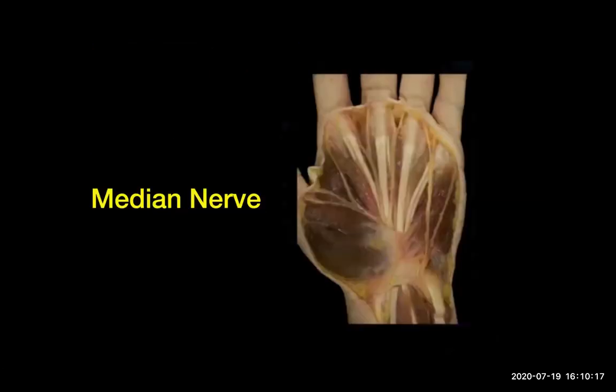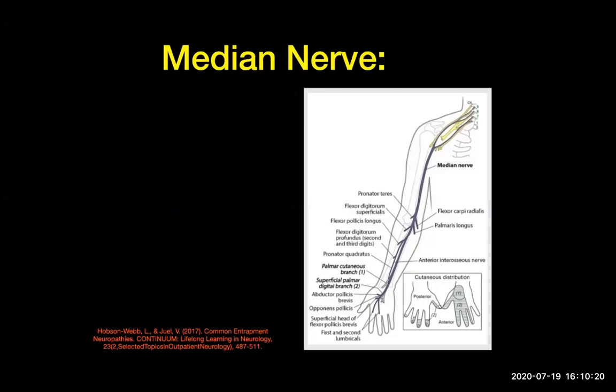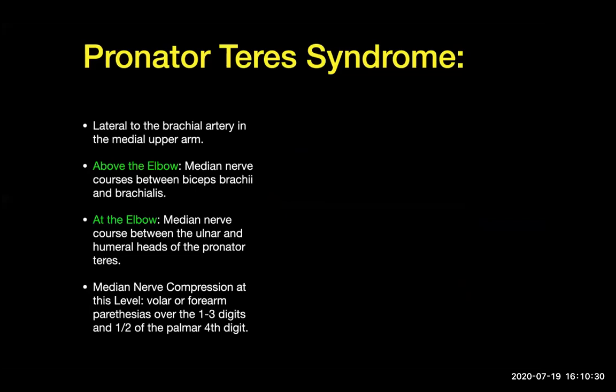Then let's go to the median nerve. The median nerve is a very common, popular nerve because this is where we see a lot of carpal tunnel, of course. So here, the pronator teres. The nerve is lateral to the brachial artery in the medial upper arm, and if it is above the elbow, the median nerve courses between the biceps brachii and brachialis, or if it is at the elbow, it could be between the ulnar and humeral heads of the pronator teres.